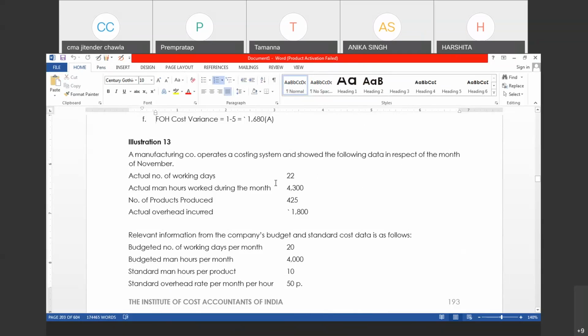I think screen is visible properly. Right. Manufacturing operate. Thank you, Harshita, for responding. Thank you, Varun. Thank you, Nisha. Manufacturing company operate costing system show the following data in respect of November. Actual number of days, actual hours during the month, number of item produced. Now just look at question, it is very interesting. This question and illustration next 14 are also interesting.